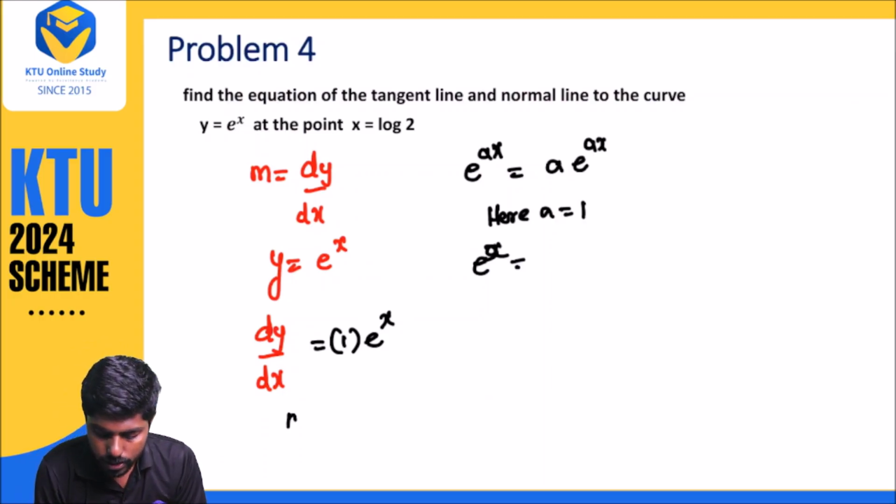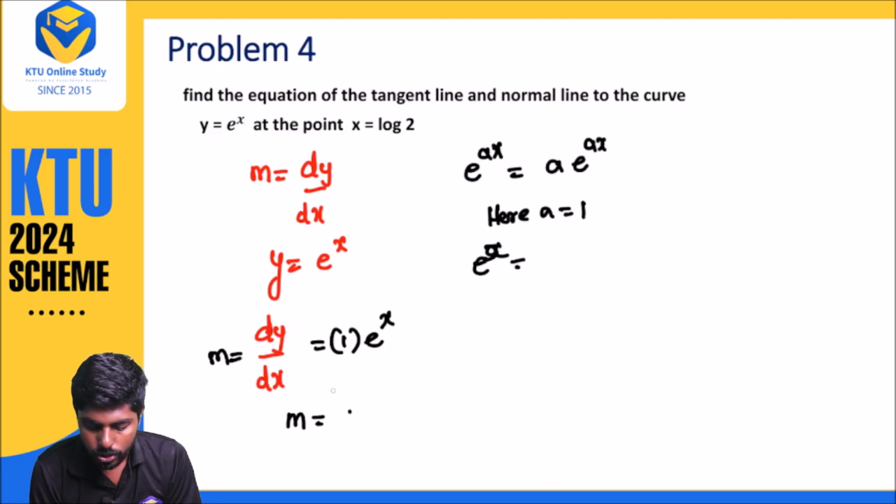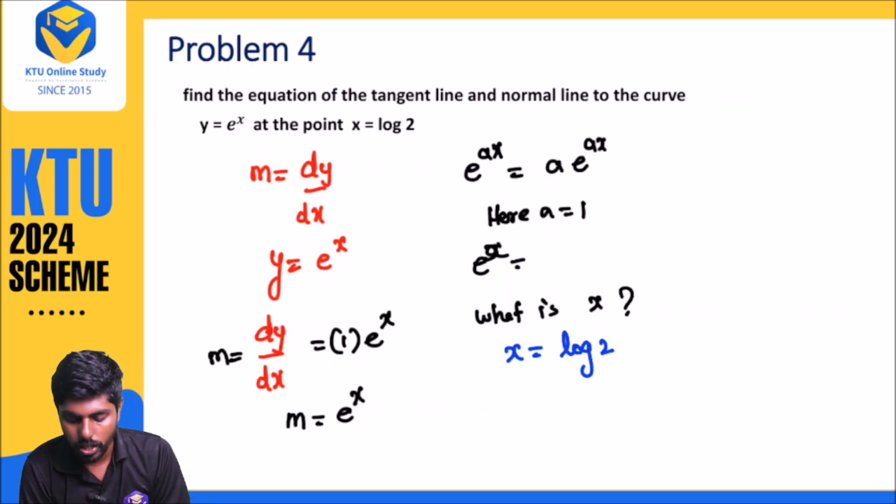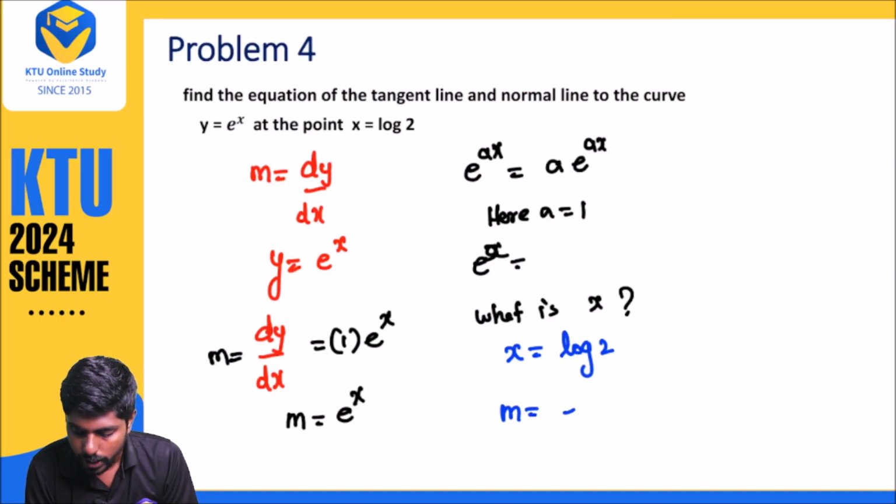So this is nothing but m. So m is equal to e power of x. So what is x here? x is given: x is equal to log 2. So m is equal to e power log 2.